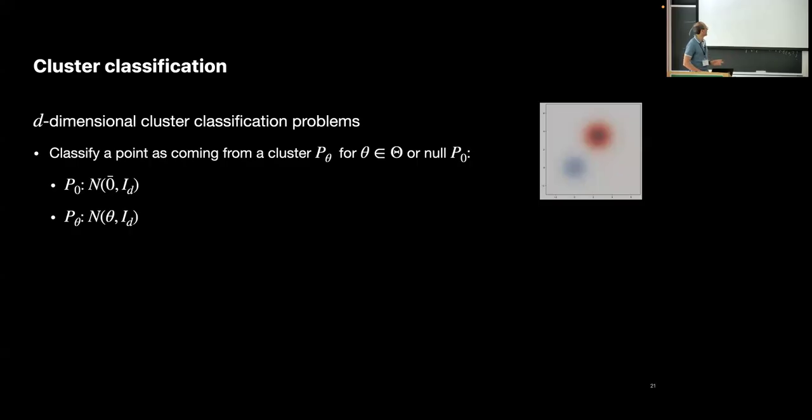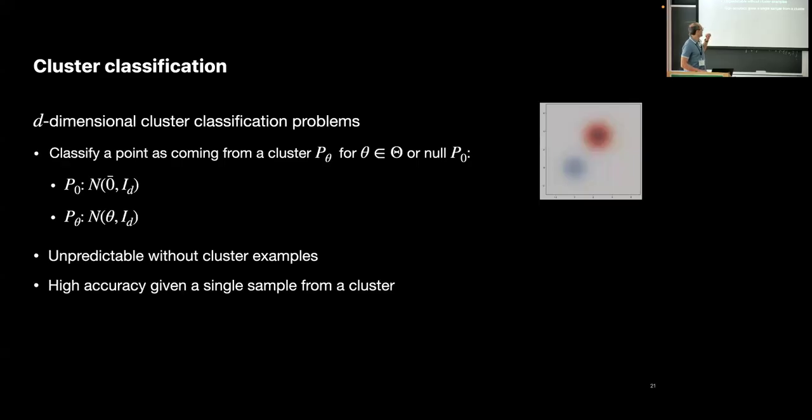It's an easy problem. Maybe it's easy, but not too easy. You need at least one example to be able to solve this problem. I should also note that we only care about positive examples here, because from the null we can generate them ourselves anyway. So we need at least one positive example of a cluster. And in fact, the parameters will be such that this is easily separable. Once you observe a single example, you can have very high accuracy. Think of 99%.